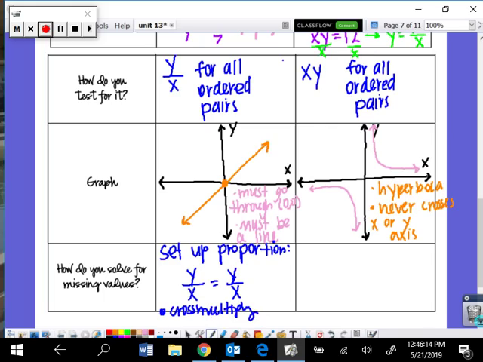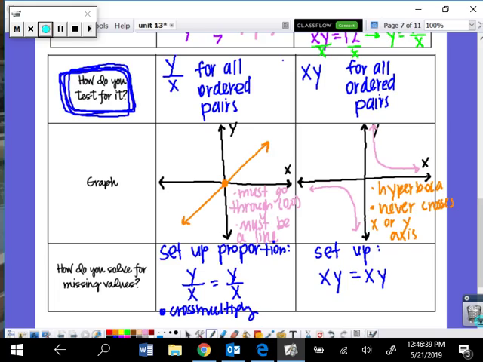Okay, so this proportion goes back to how do I test for it. We're dividing. So we need to set up two things and set them equal to each other by dividing. Okay, so then maybe we can guess the setup for inverse variation is going to be multiplying. We'll say x times y equals x times y. Again, going back to how you test for it, we multiply there, so that's going to be the setup to solve for a missing value.